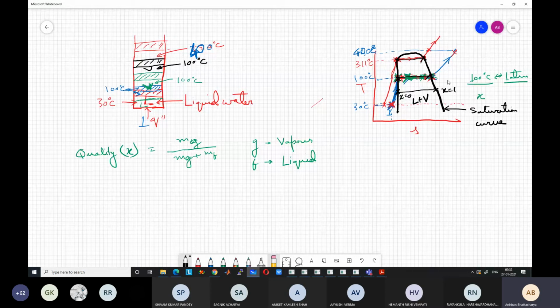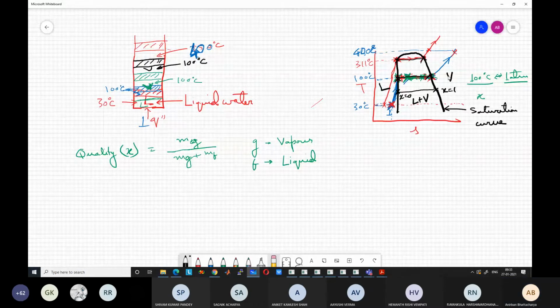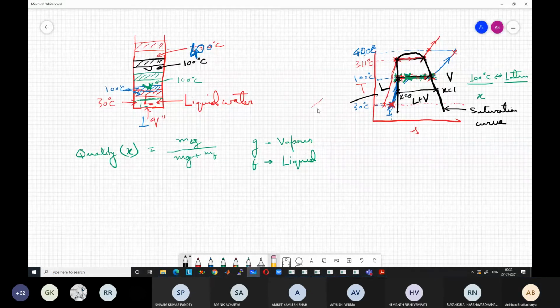Is this clear to everyone up to this point, what we have discussed? Yes, sir. Okay. So outside the saturation curve, on the left hand side, we have liquid. Then within the saturation curve, we have liquid plus vapor, and outside the saturation curve, on the right hand side, we have vapor. The liquid on the left hand side is known as subcooled liquid or compressed liquid.